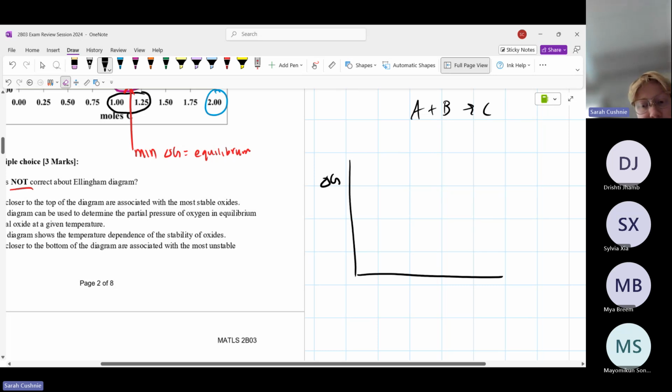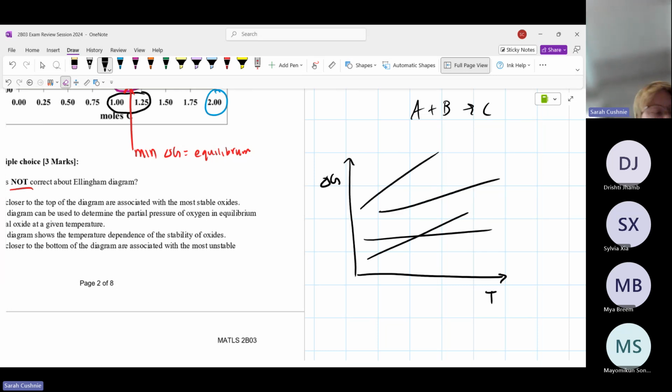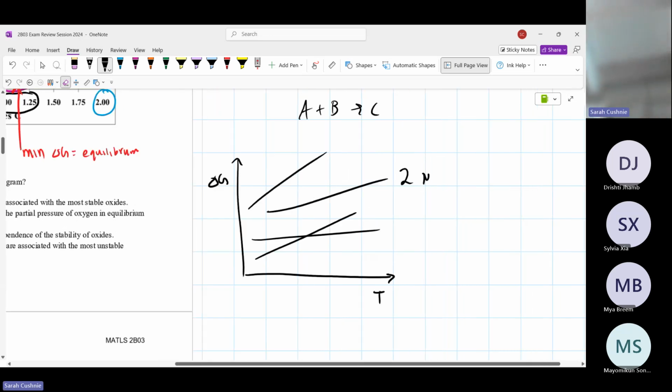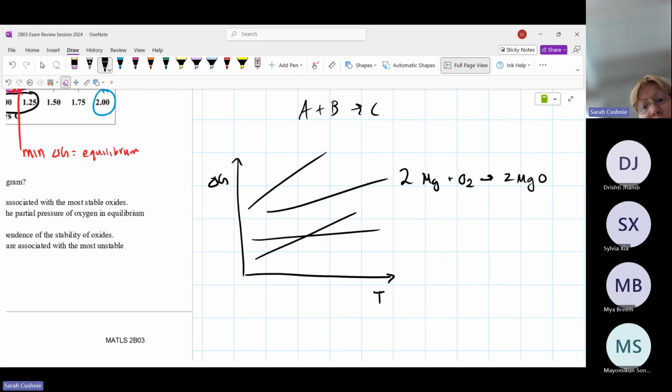So we have delta G versus T as a graph, and then we have a bunch of lines on it. And these lines will say something like 2 Mg plus O2 is equal to 2 MgO. And what this is showing is the Gibbs free energy for this oxidation reaction.